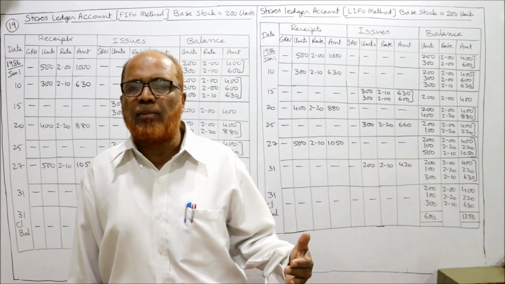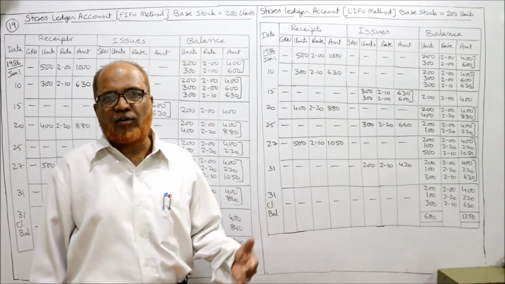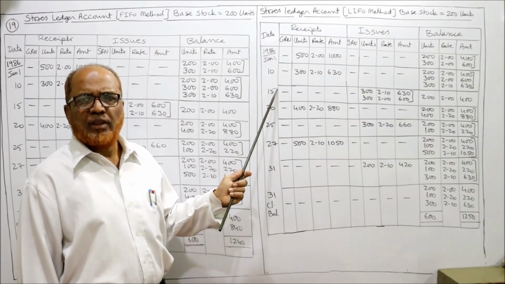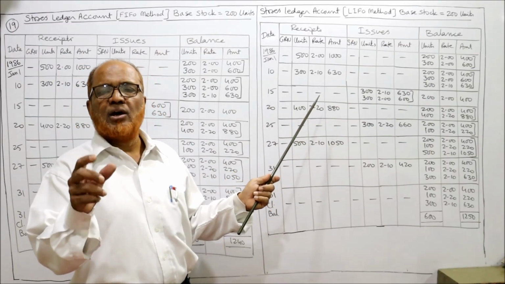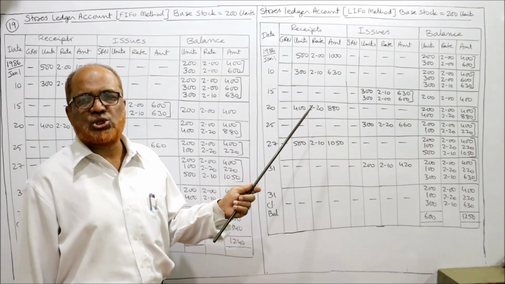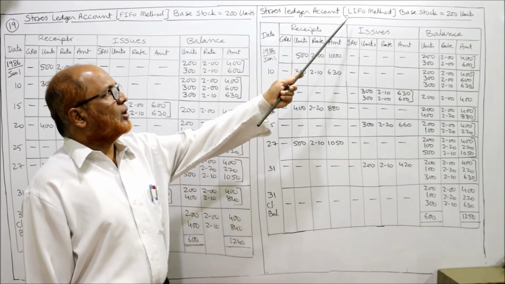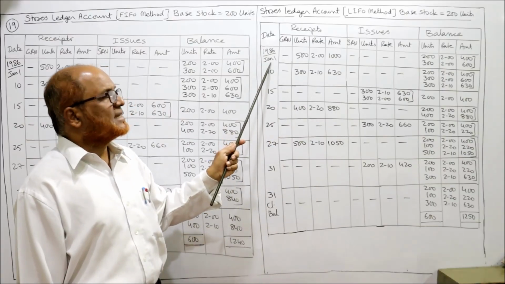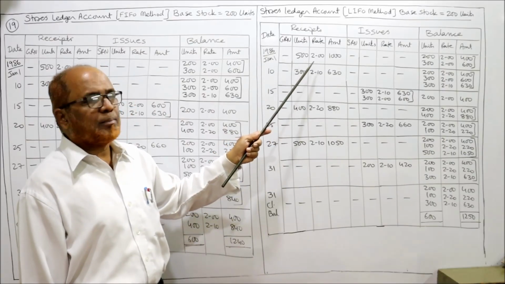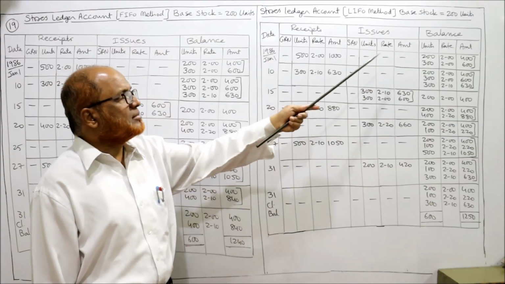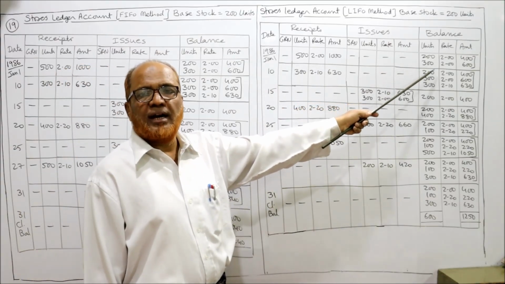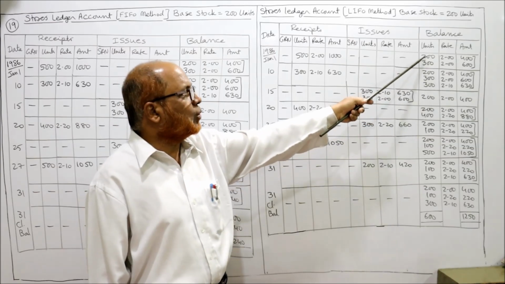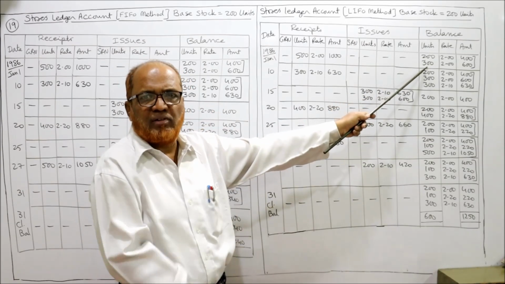Now the same problem is asking you to follow the LIFO method, last in, first out. Same problem. Now we'll follow the LIFO method and see what difference in the value of closing stock will occur. Stores ledger account, LIFO method, base stock 200 units. Same format: 1st January 1986, 500 units are purchased at 2 rupees, 1000. Now I'm segregating 200 and 300, because the base stock of 200 I have to keep separate. So 200, 300, exactly similar to the previous one.